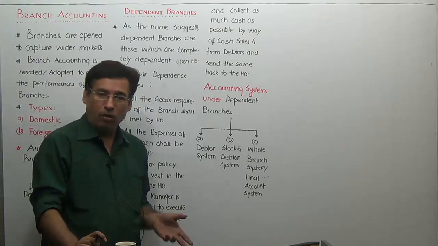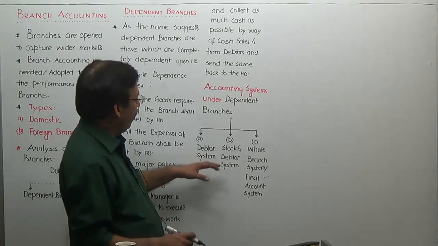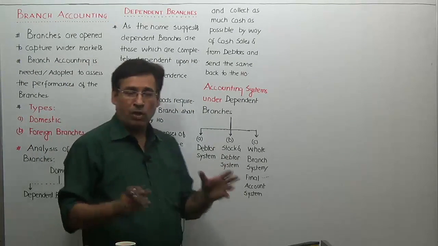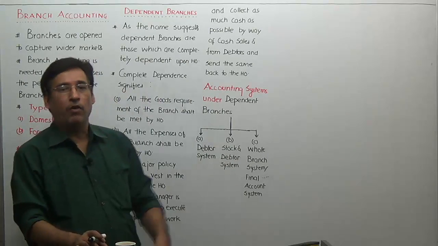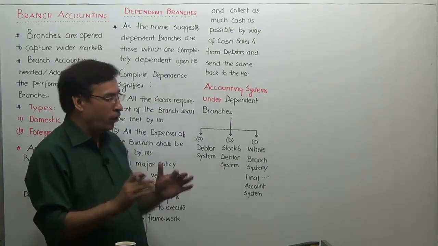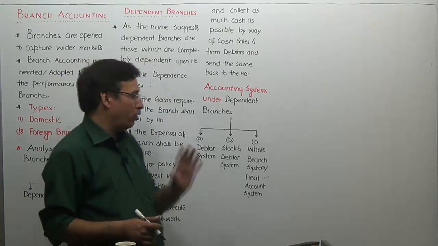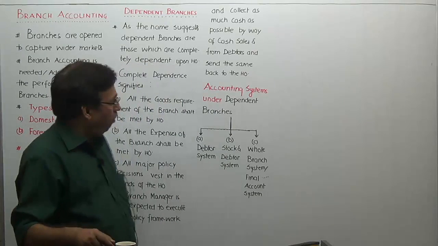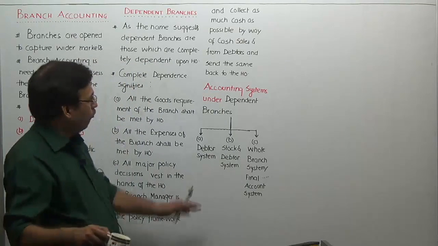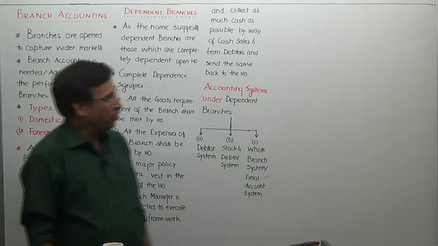Of course, a particular organization will adopt either the debtor system or the stock and debtor system. So my point is, the first question which strikes the mind is why there is not one single uniform system. It would have reduced our manual labor and mental labor also, no doubt about that. So the first question which comes to mind is why three systems have been developed. It is very simple to understand.